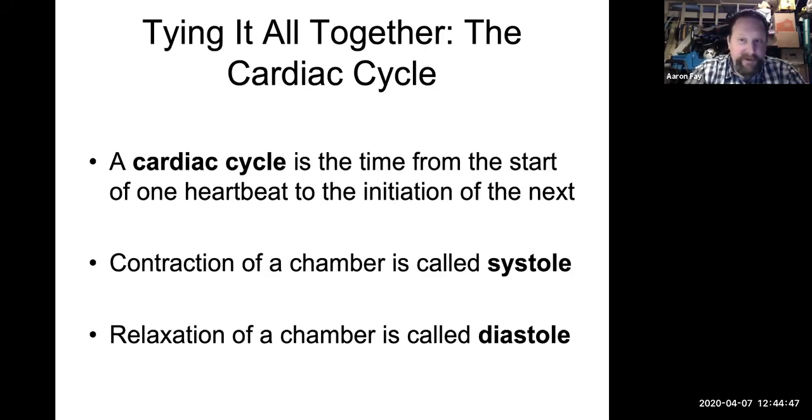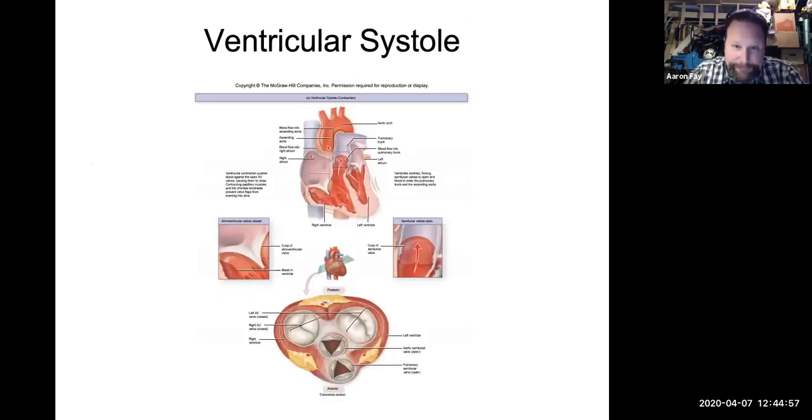Perhaps you've heard of systolic blood pressure and diastolic blood pressure. Systolic is when the heart is contracting. Diastolic is when the heart is relaxing. Okay, so what is happening in ventricular systole?